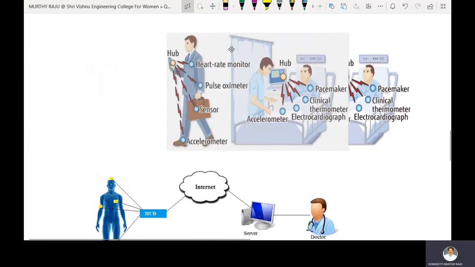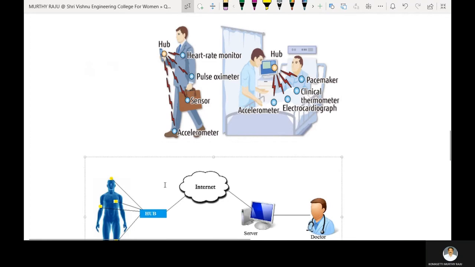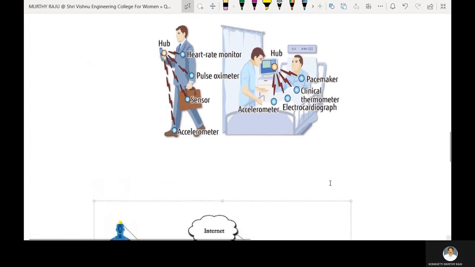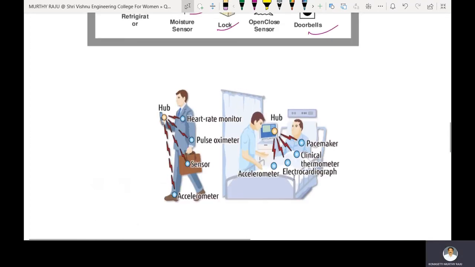In olden days, any person suffering from any disease would come to the hospital and wait for the doctor's consultation. It is a time-taking process. Suppose the doctor is not available and the patient's condition is serious, the patient could die within seconds or minutes.